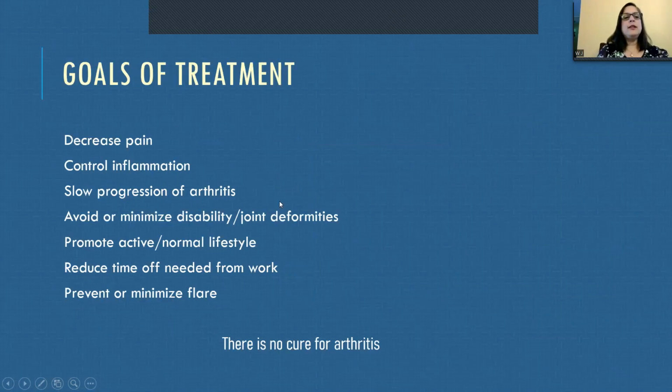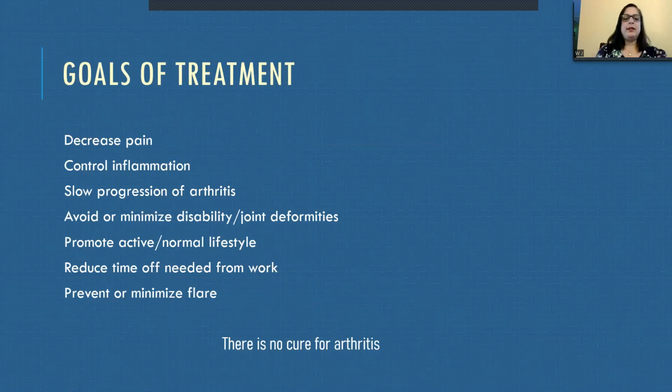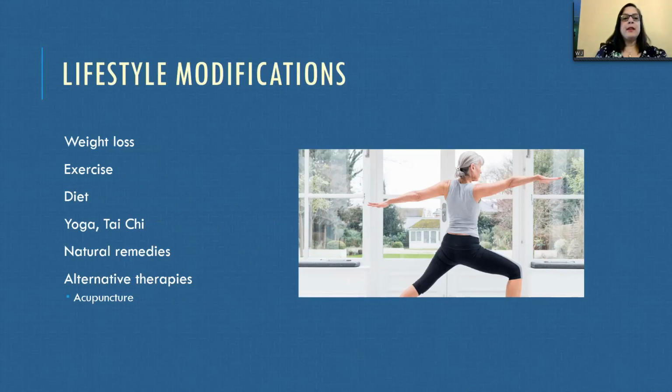So the goals of treatment of arthritis are to decrease pain, control inflammation, slow the progression of arthritis, and minimize and avoid disability and joint deformities. It is important to note that there is no cure for arthritis, and it is important to maintain an active and normal lifestyle and to reduce time off needed from work. Also, to prevent and minimize flares with proper treatment and adherence to medications.